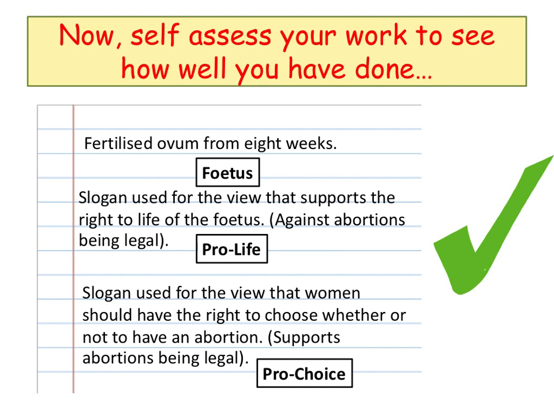It's important with this that you remember that they're not in favour of abortion. They just support abortion being legal. This means that women have the choice as to whether they have one, but nobody is in favour of all babies being terminated.